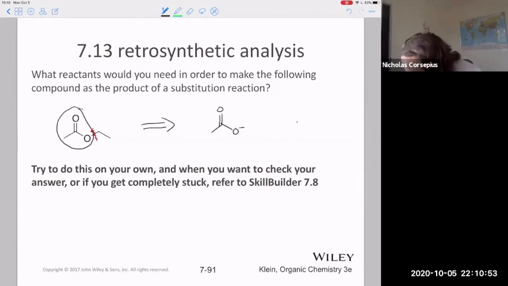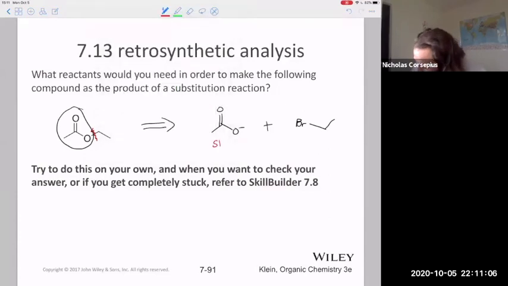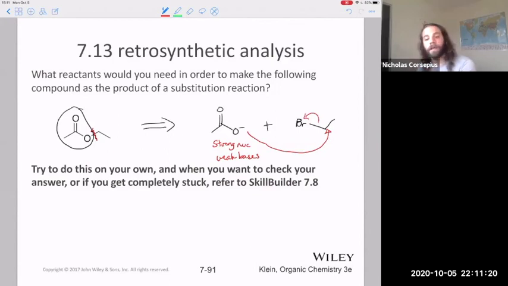And then, how many carbons? 1, 2. If I had an alkyl halide, remember these are strong nucleophiles but weak bases, which is great because that favors SN2 reactions. And that would get me to my particular reagent.